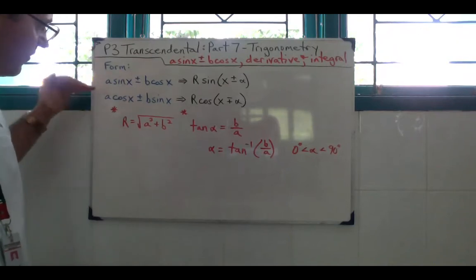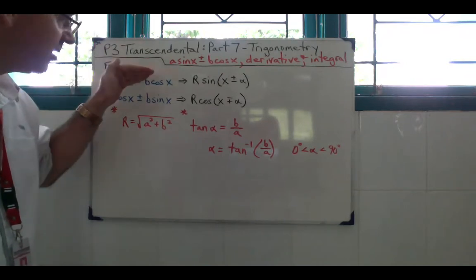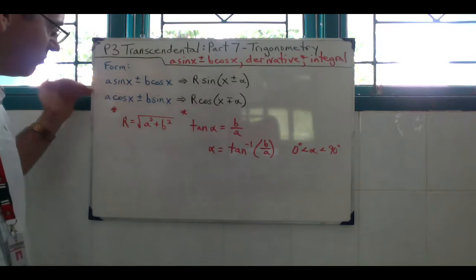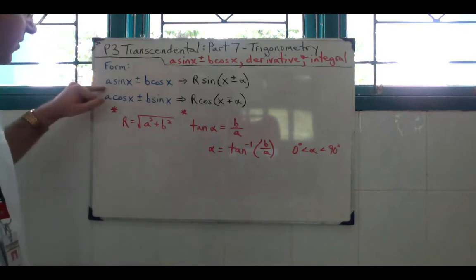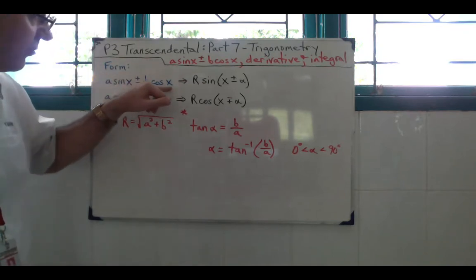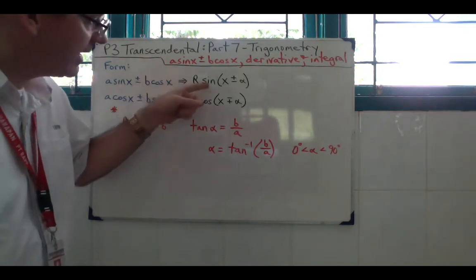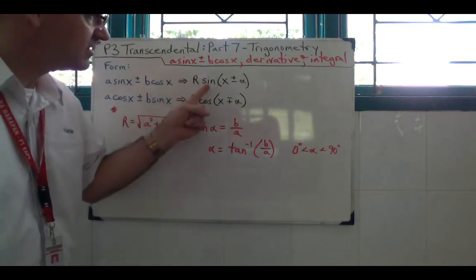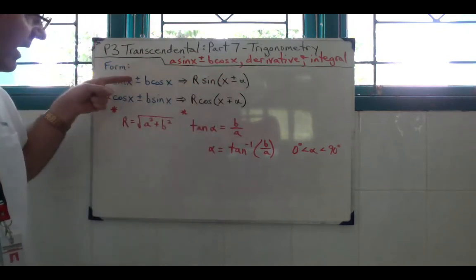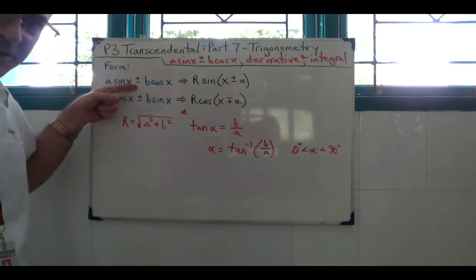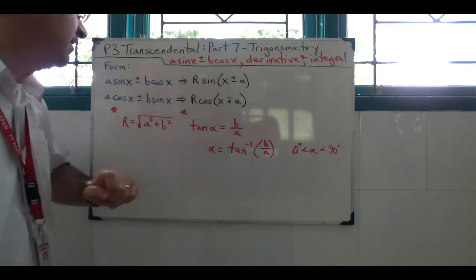There are two different ways that this form can occur. It can occur with the sine in the front and the cosine in the back, or with the cosine in the front and the sine in the back. So if it's a sine x plus or minus b cosine x, where a and b are coefficients, then that can be converted into r sine of x plus or minus alpha. And the plus or minus are in the same order as this plus and minus here. So if this is plus, this one's plus. If this one's minus, then this one is minus.